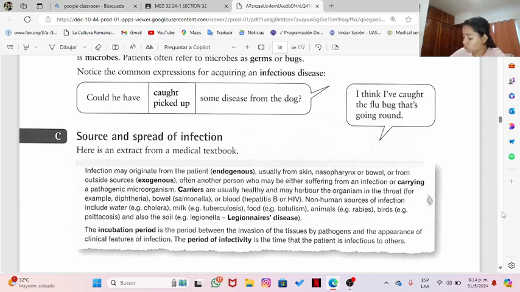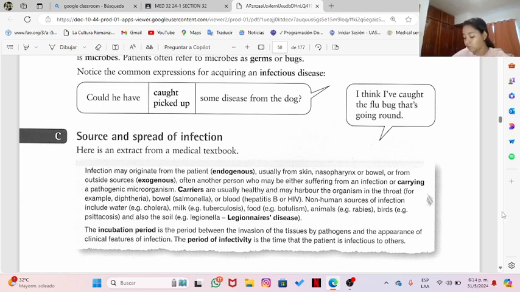Non-human sources of infection include water, cholera; milk, tuberculosis; food, botulism; animals, rabies; birds, psittacosis; and also the soil, legionnaires' disease.